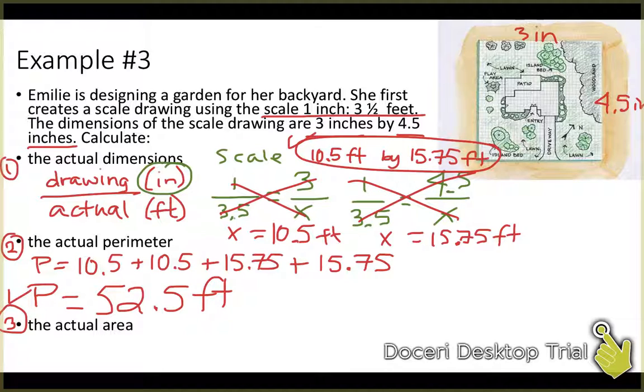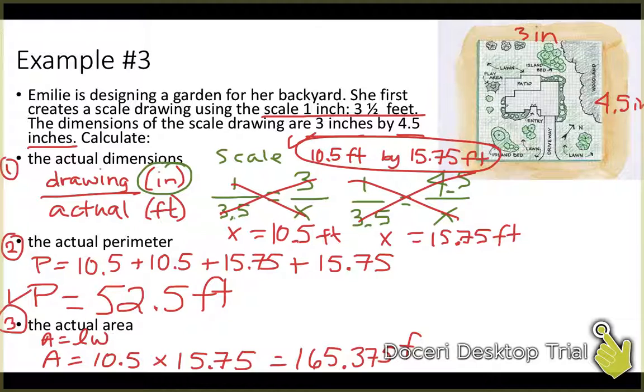And then part 3 is my area, so I'm going to use area is equal to length times width. So I need to multiply 10.5 times 15.75. If I put that in my calculator, I get 165.375 feet squared. Okay, so those are my final answers.